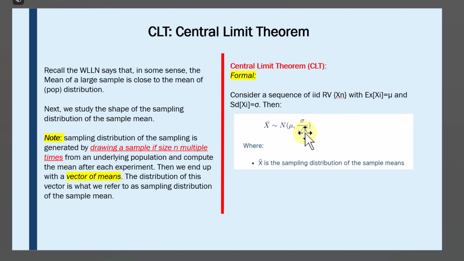Experiment shows that if n is larger than 30, and of course the sample is random, then your X bar, which is the sample mean, has a normal distribution with mean mu and standard deviation of sigma over square root of n.